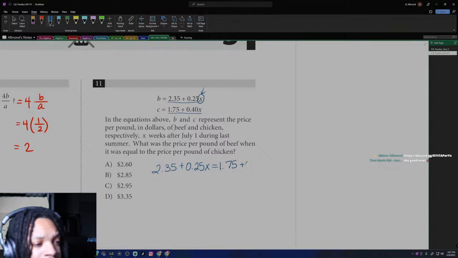1.75 plus 0.40x. Okay, I got to solve for x. Now, I'm noticing that there's an x on both sides, so I'm going to subtract the smaller.